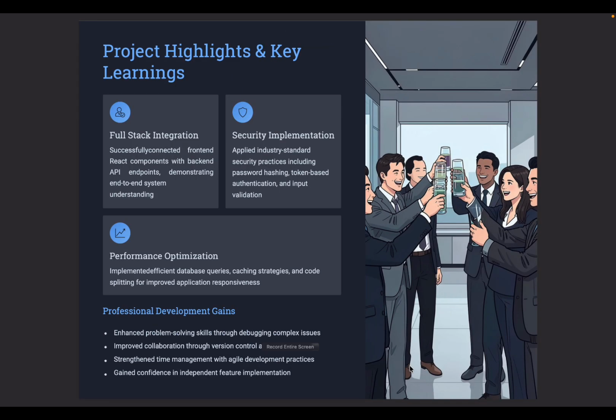Now, the project highlights, some key learnings or takeaways for me during the project were: full stack integration. Naturally, this connected the front end React components with backend APIs successfully. The performance optimization was done using optimized database queries and improved response speed. We also implemented security, that is password hashing, token authentication, and input validation, which I had not done before.